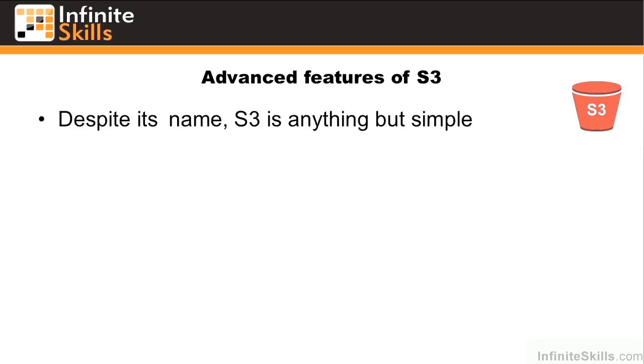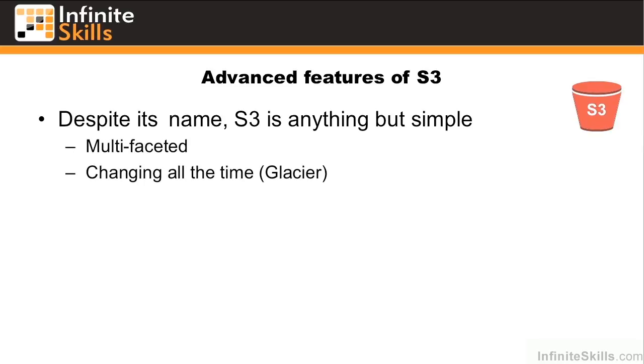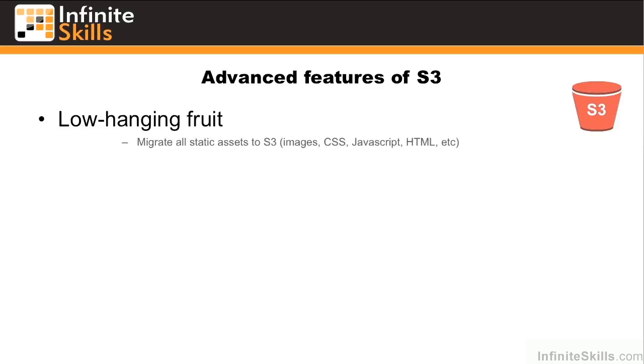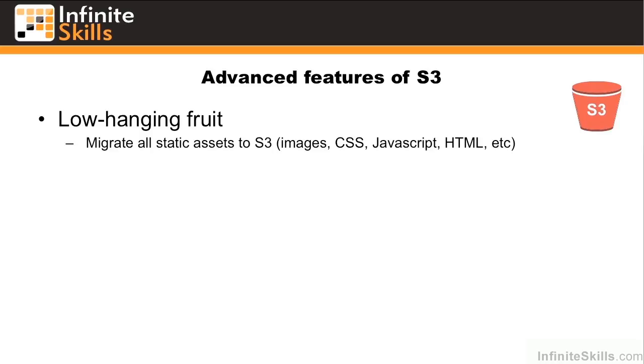Despite its name, S3 is anything but simple. It's very multifaceted, changing all the time, with the latest example perhaps being Glacier. When you start using the advanced features of S3, the lowest hanging fruit is simply migrating all static assets to S3. Many customers first interact with Amazon via S3 by hosting their images, CSS, JavaScript, and other static files inside of S3. Hosting static assets out of S3 also relieves a big load on your EBS and ephemeral disks, freeing them up to do more important work.